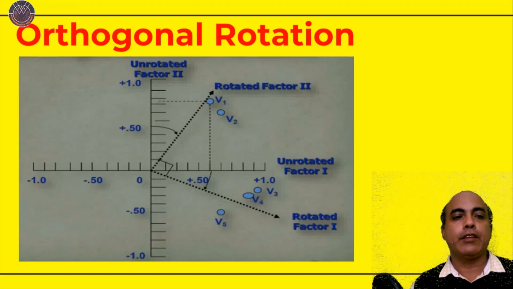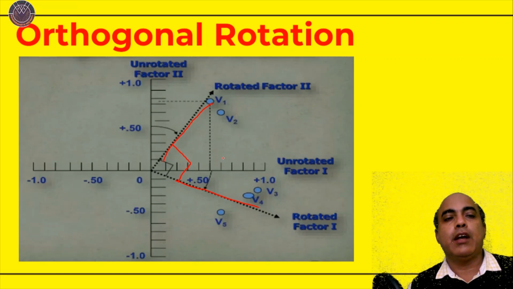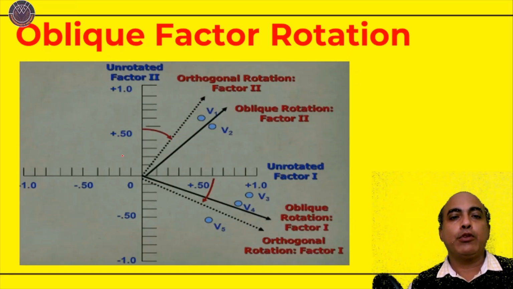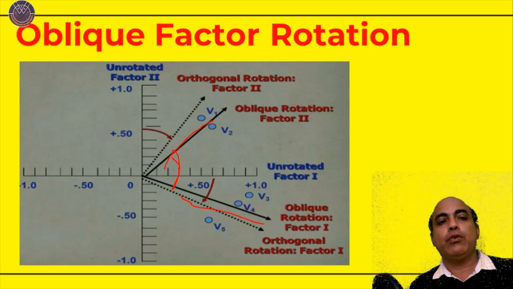This is called orthogonal rotation because once you see the rotated factor 1 and rotated factor 2, there is a 90-degree angle. These two rotated factors are orthogonal to each other. The second type is oblique factor rotation. You can see the oblique rotation factor 1 and oblique rotation factor 2, and these two are not orthogonal.